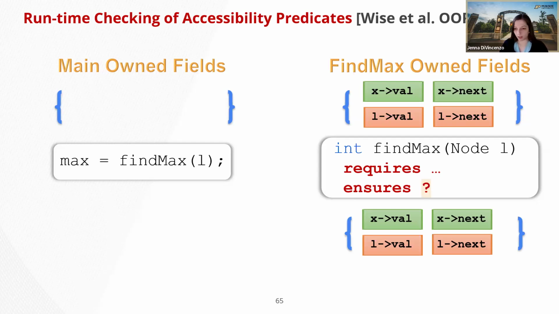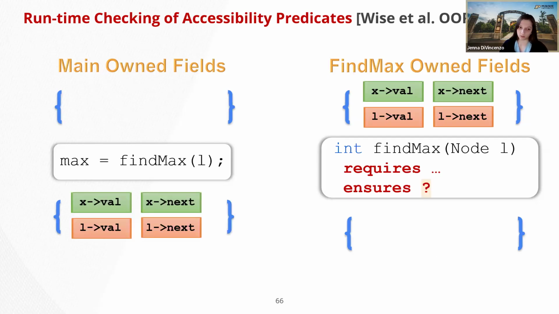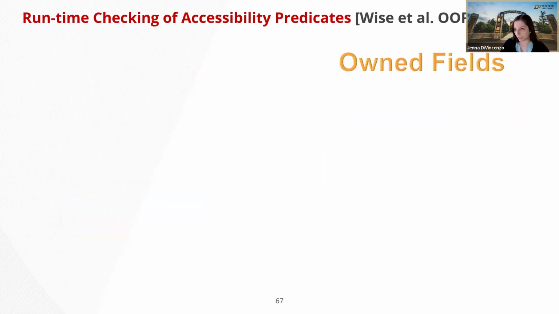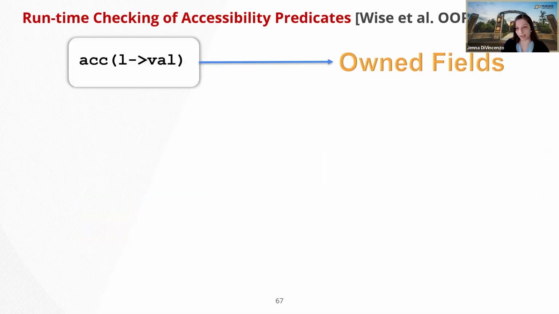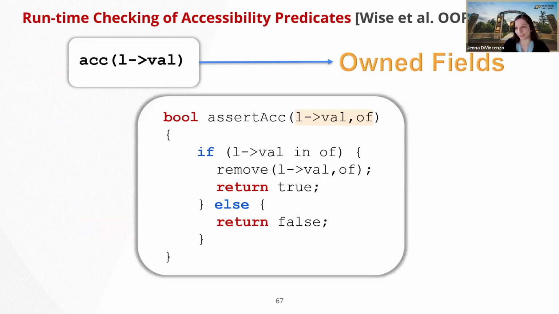And this, again, just like before, is going to be dependent on the postcondition. In this case, it's a question mark, and we'll pass everything back to main so that it can access everything again. And so that's it. That's our simple semantics for tracking own fields at runtime. Now we just need to check our accessibility predicates against this own field set. And that's what assert acc does.